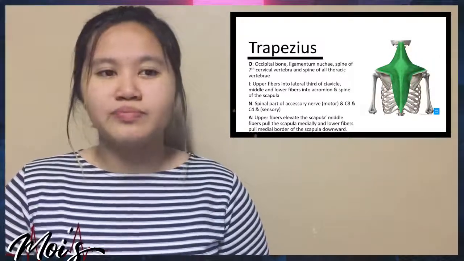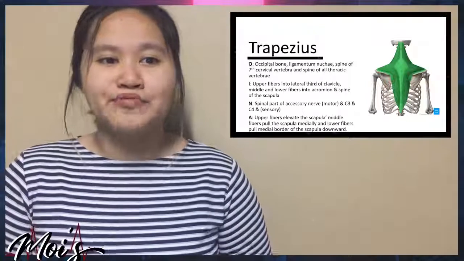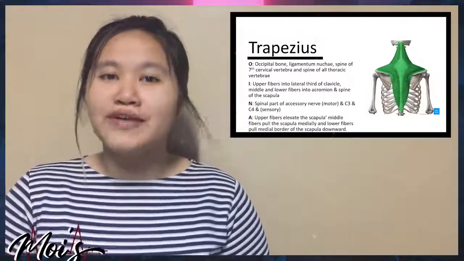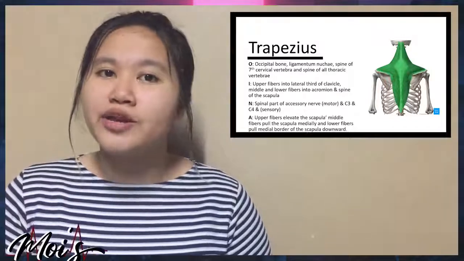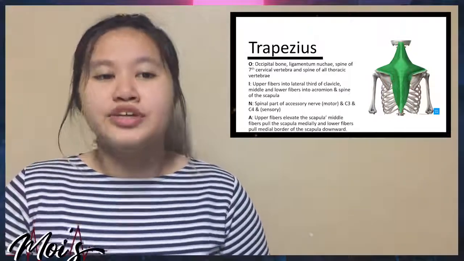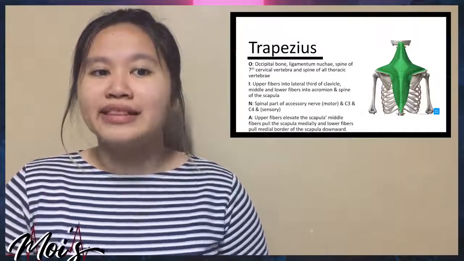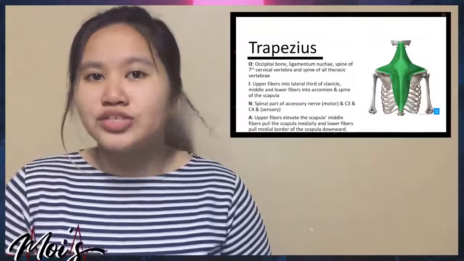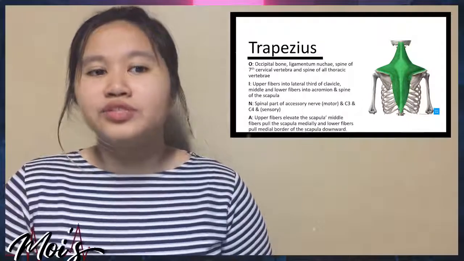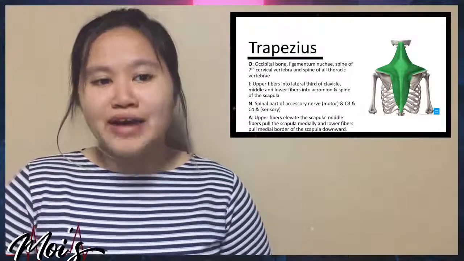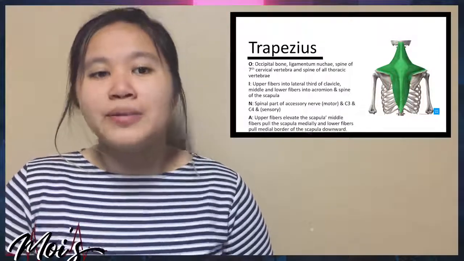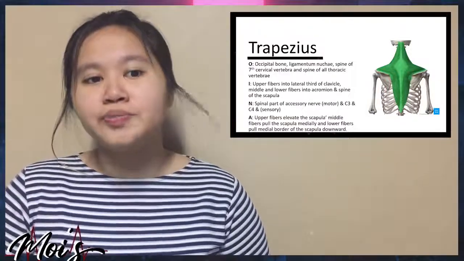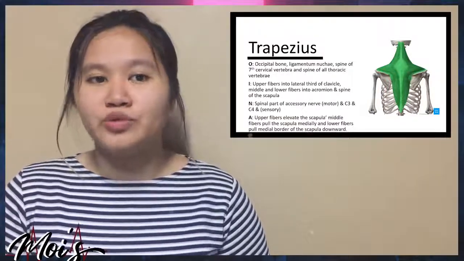vertebrae. It inserts in the upper fibers into the lateral third of the clavicle, and the middle and lower fibers into the acromion and spine of the scapula. The nerve supply of that is the spinal part of the accessory nerve motor, C3 and C4 sensory. The trapezius does this: the upper fibers elevate the scapula, the middle fibers pull the scapula medially, and the lower fibers pull the border of the scapula downward.